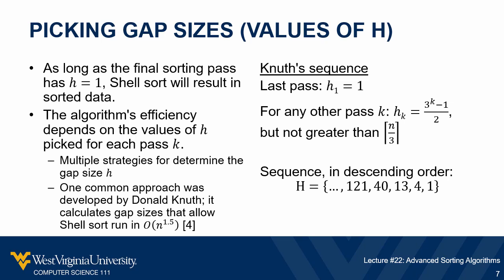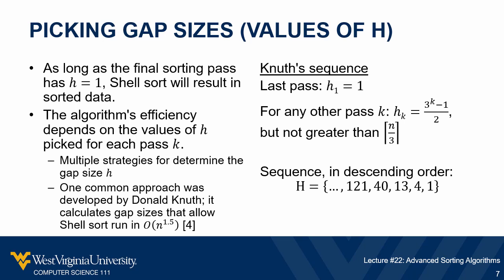The way Knuth's sequence works is it assumes that for our last pass we're going to have an h value of 1. For any earlier pass, k, and k is something that's actually going to count down, so our final pass has a k for the number of the pass being 1, we're going to calculate the gap size to use with the formula 3 to the k power minus 1, and then we're going to divide all that by 2.